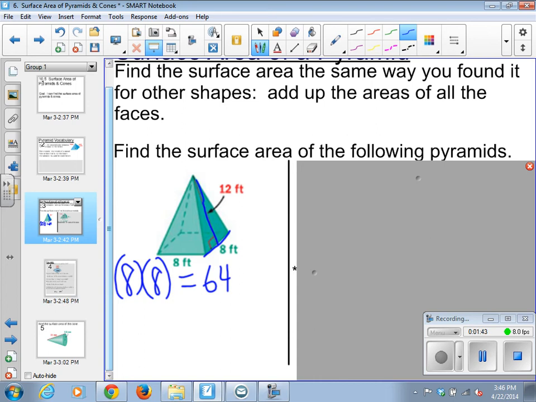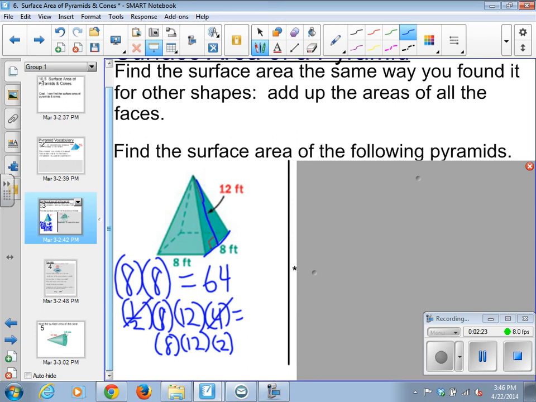So to find the area of a triangle, we just do 1/2 times the base, which is 8, times the triangle's height, which is 12. And we know there's 4 of these, 4 sides to a square pyramid. So we can say just times 4, save ourselves some work. Well, 1/2 and the 4, we can simplify. Cut those down to make it 8 times 12 times 2 by just doing 1/2 times 4.